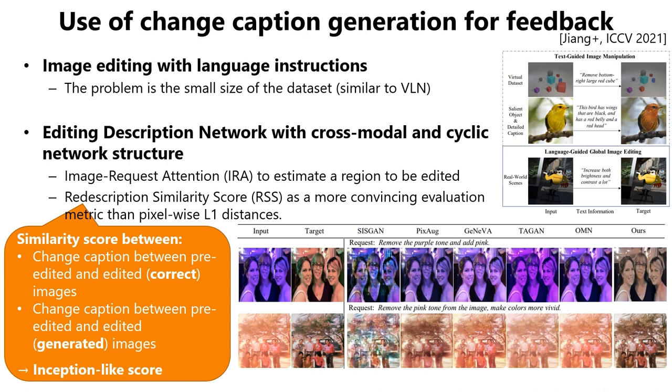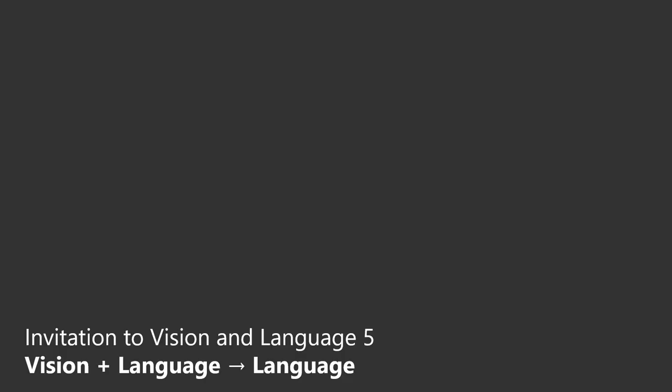By comparing the correct data of the actual edited image and the generated images, and by utilizing the similarity score, it is possible to edit the image in a manner similar to actual change caption generation. The leftmost example of input-output is the input and ground truth. And you can see how the output of the proposed method on the right side is similar to the ground truth. This is the last category.